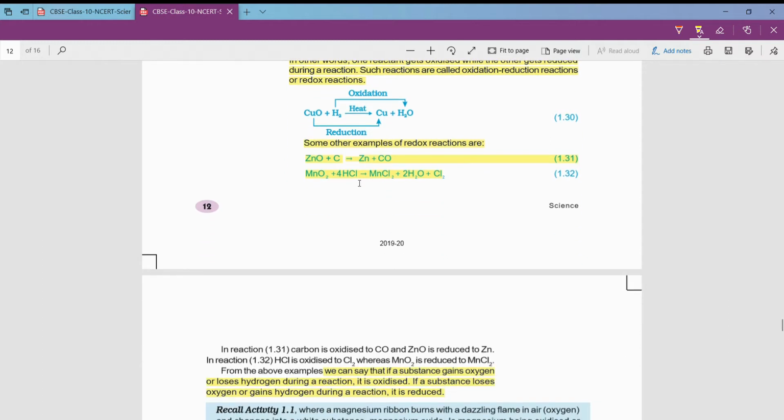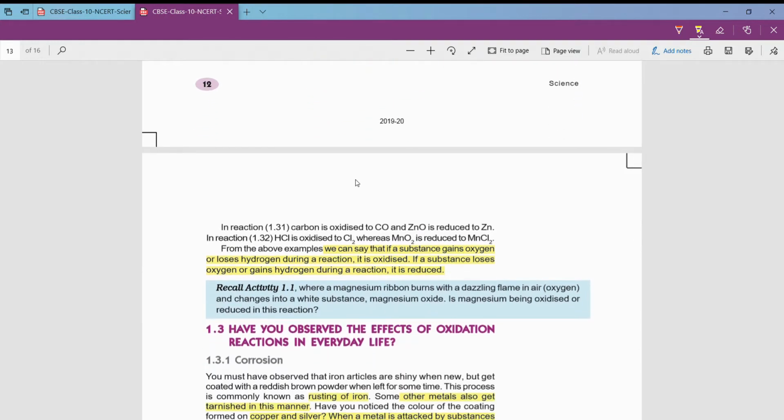See this example, zinc oxide when reacted with carbon, it forms zinc and carbon monoxide. Here carbon is getting oxidized, zinc oxide is getting reduced. That means this is an example of redox. Similarly, in the next example also, we'll see one element oxidizing, simultaneously the other gets reduced. Such reactions are known as redox reactions.